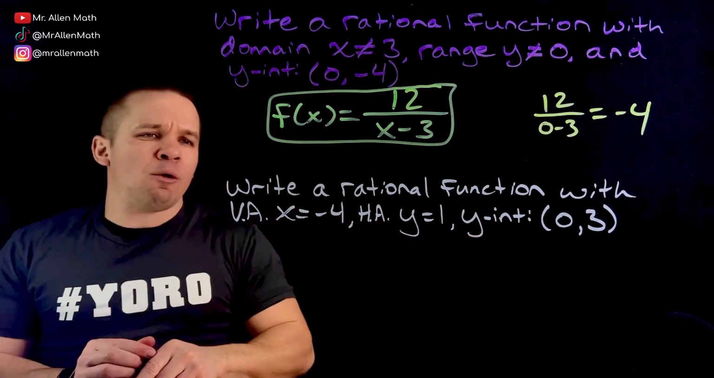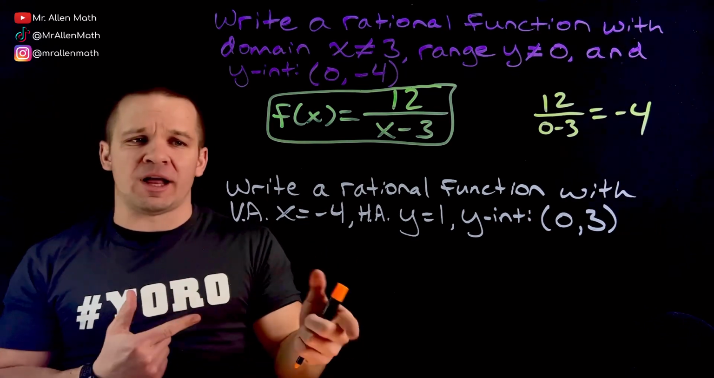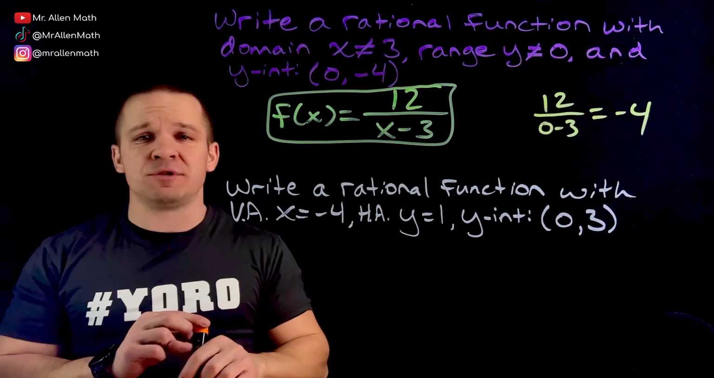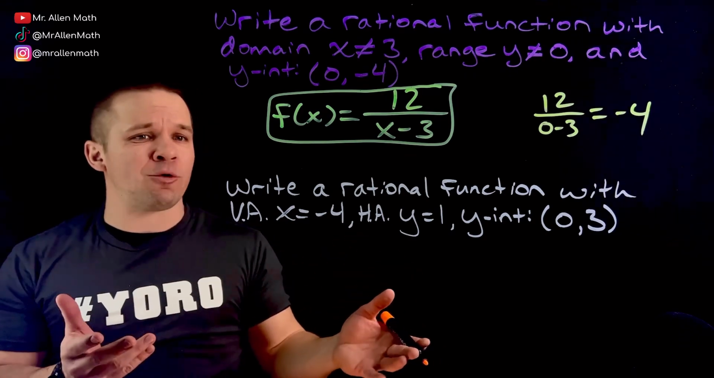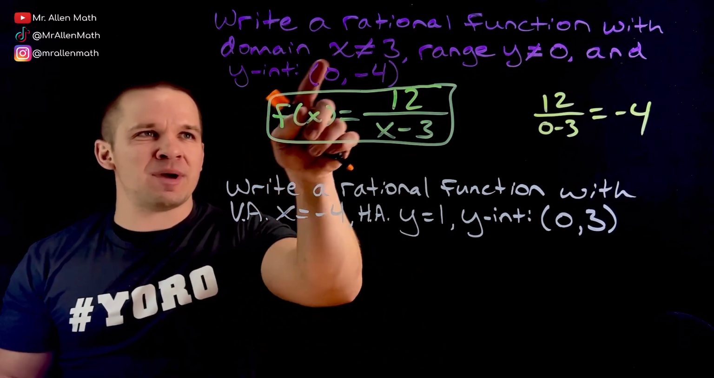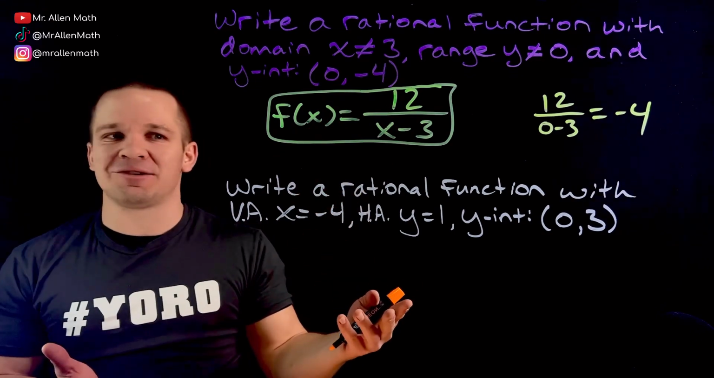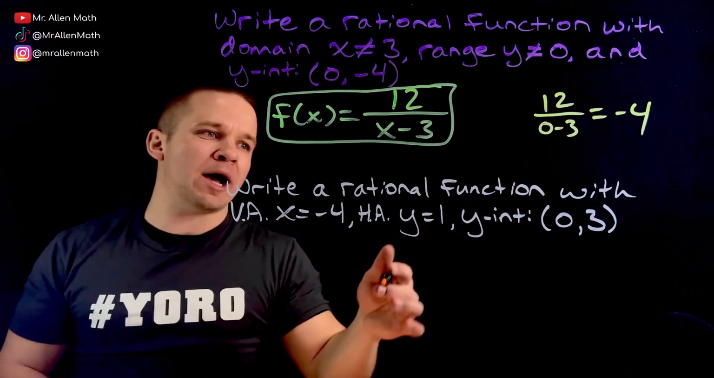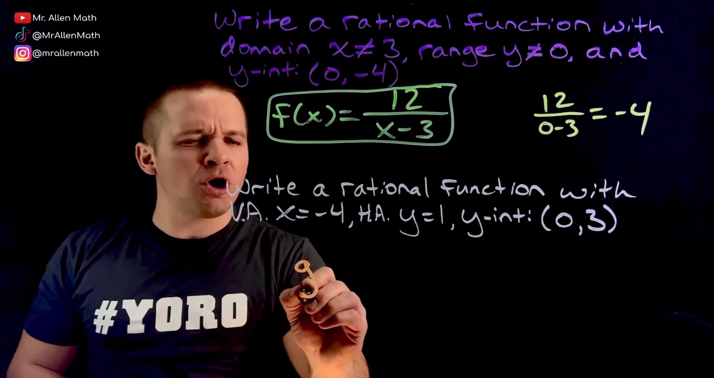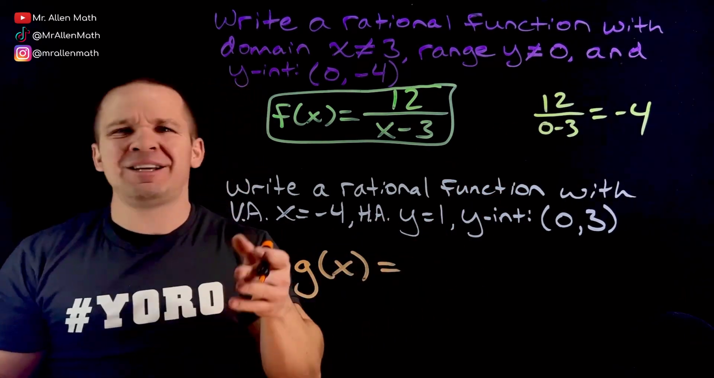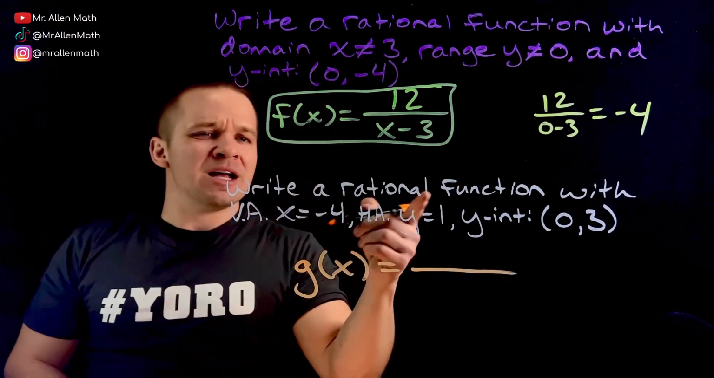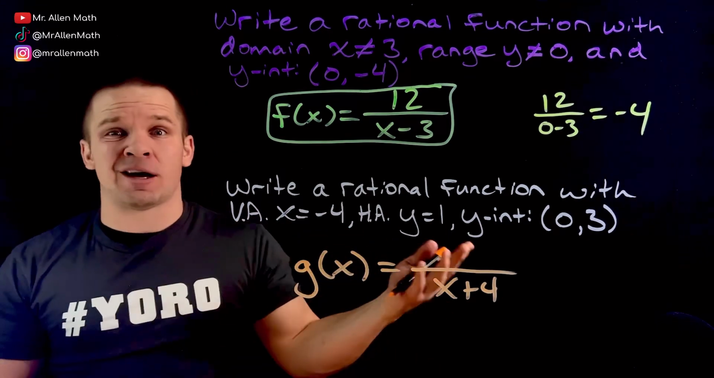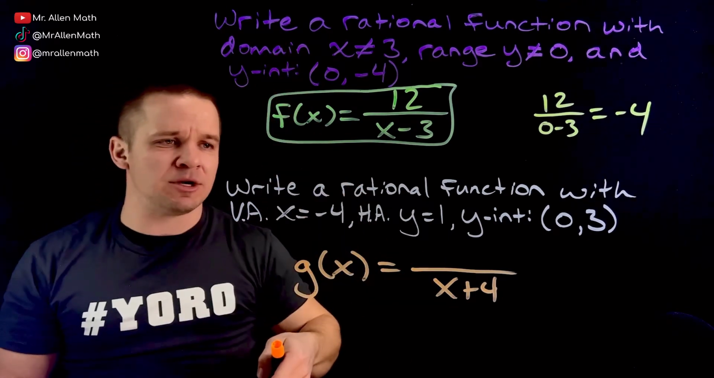We've got to write a rational function with vertical asymptote x equals negative 4, horizontal asymptote of y equals 1, and a y-intercept of (0, 3). Basically the same question, but worded a little bit differently, right? Domain restriction, vertical asymptote, those guys go together. Range, horizontal asymptote, once again goes together, and then we've got our y-intercept. So let's set it up in the same way. I'll go g of x this time, because I want a different name for my rational function. The denominator is going to have that x plus 4, so that when I plug in negative 4, it's undefined. Thus, we have our vertical asymptote.